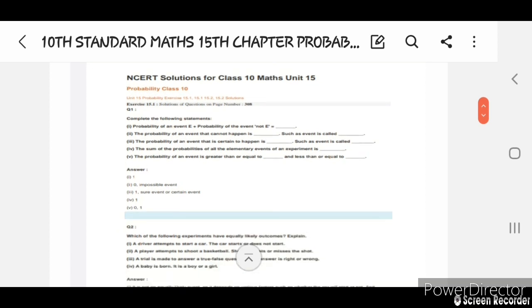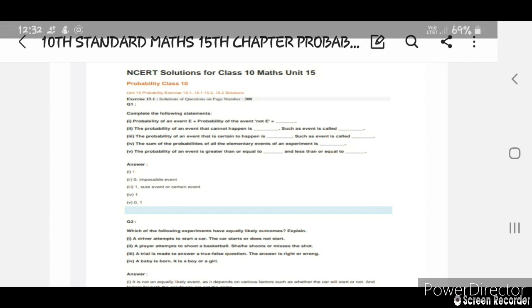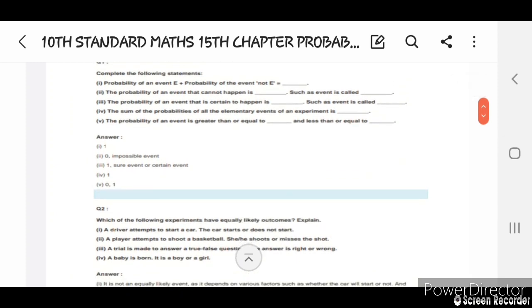Like that, here you can see some of the sums of your 10th standard maths chapter 15, probability. Let's solve the sums one by one. In exercise 15.1, first question, they have asked fill in the blanks.